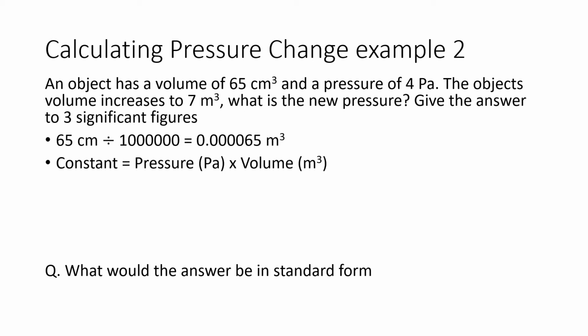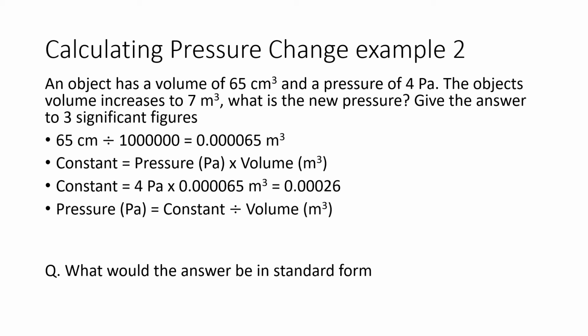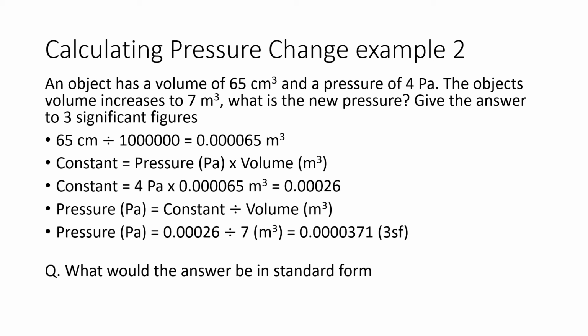I then have my pressure volume equals a constant calculation. I work out the constant from before we make any changes to the system. So before, we have the 65 centimeters cubed, which we've converted into meters, and our 4 pascals gives us a constant of 0.00026. We then rearrange our equation and we add in our constant from the previous answer, and now we'll have a volume of 7 meters cubed.